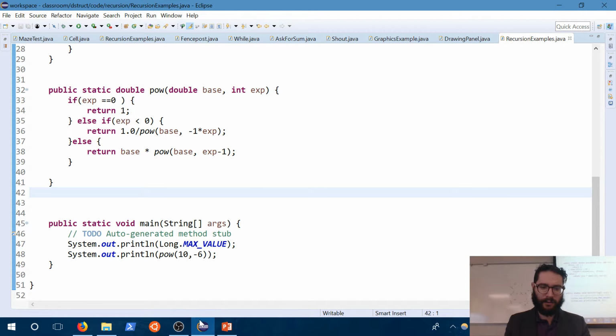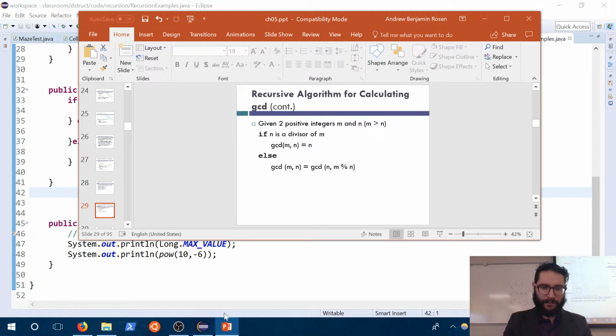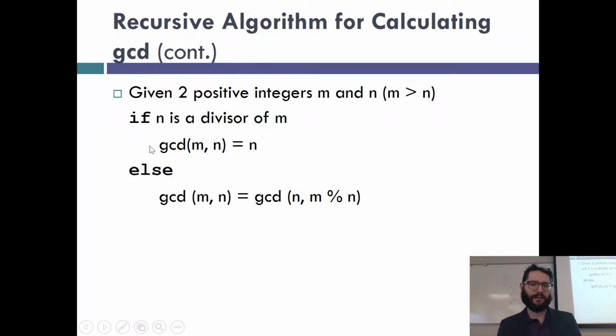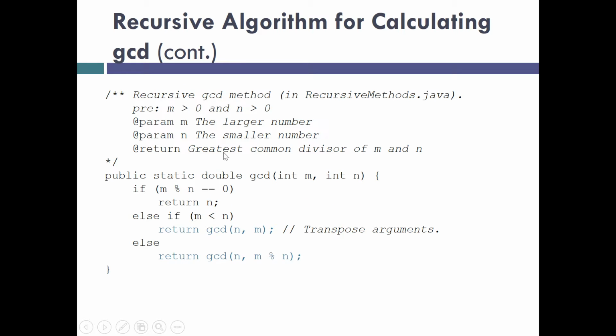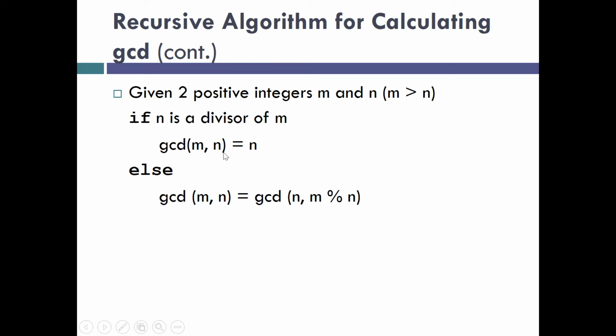So for the Euclidean algorithm, it works as follows. It's very simple. It says that if your GCD is m and n, then if n is a divisor of m, then the GCD of m and n is n. Otherwise, the GCD of m and n is the GCD with n passed in as the first variable and m mod n as the second. Everybody got that? Great. So that's a pretty simple out.